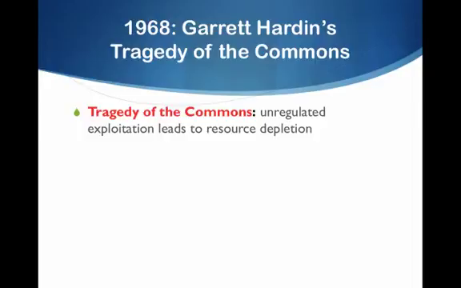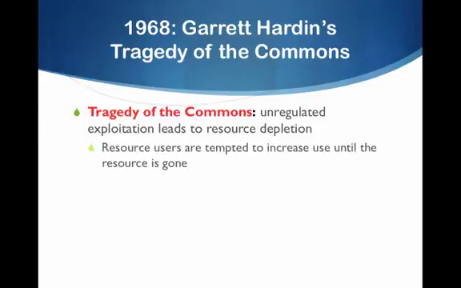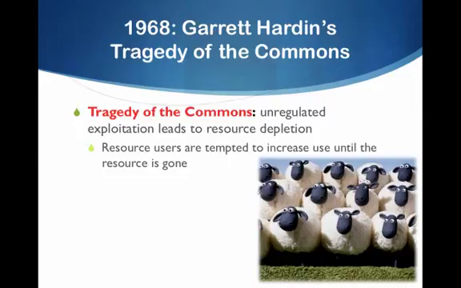Now, the person who came up with this idea is a gentleman by the name of Garrett Hardin, and this was in the late 1960s. Essentially, he observed that resource users are using these resources, and they're tempted to increase their use until eventually that resource is gone. And so I like to think of an example of a field where you have sheep. Imagine that there are 5 farmers that all use this particular field to graze their sheep. In this case, the resource is grass, because the grass is food for the sheep.